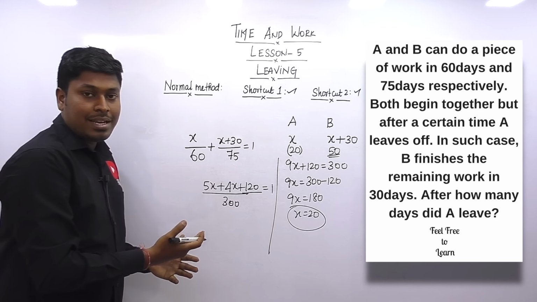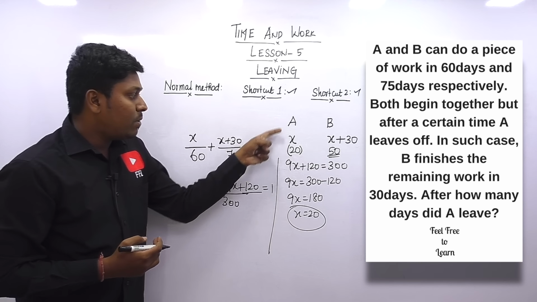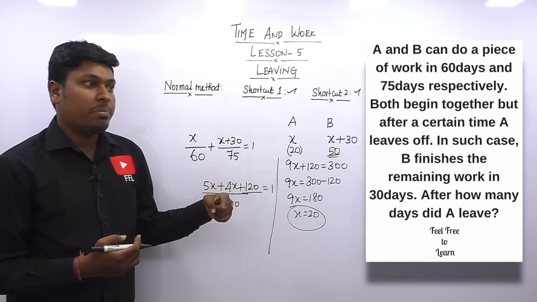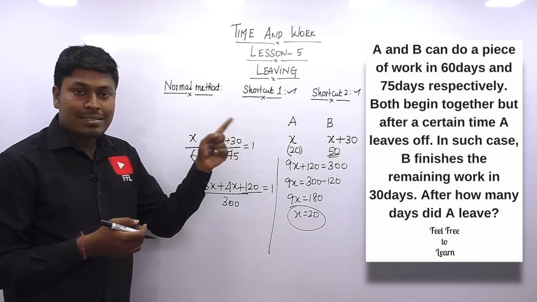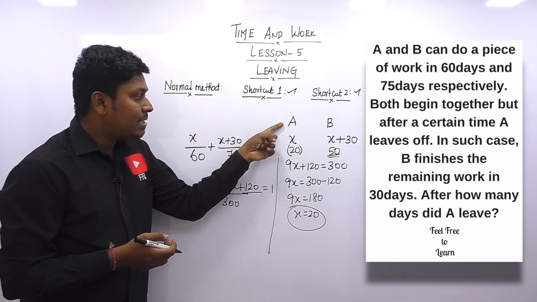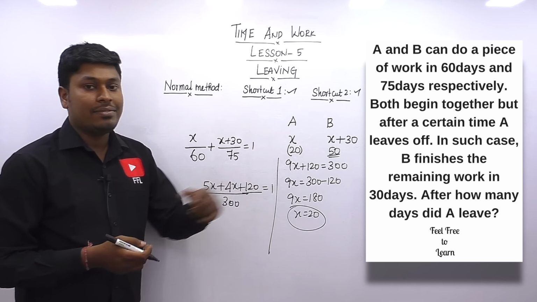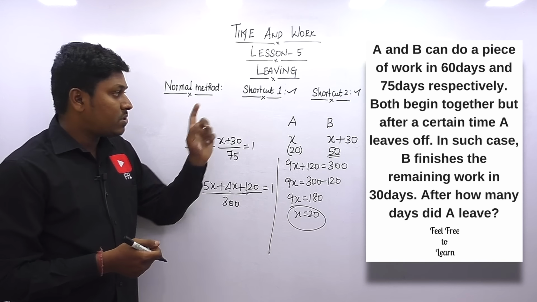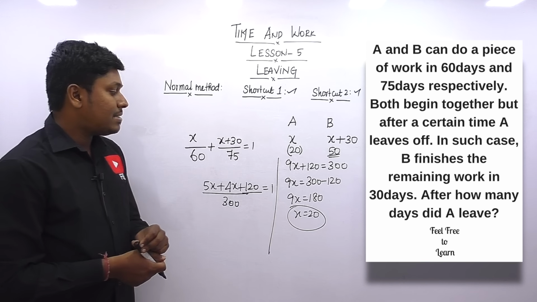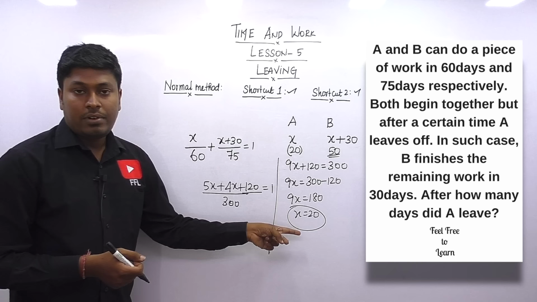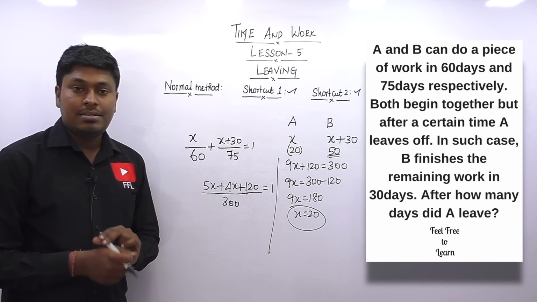So by using this data, we can clearly say that A worked for 20 days and left the job. Our target is to find after how many days A left. So we can clearly say that A worked for 20 days and he left the job. So finally, by using shortcut number 2, we got the answer. After working for 20 days, he left the job. So the answer is 20 days.